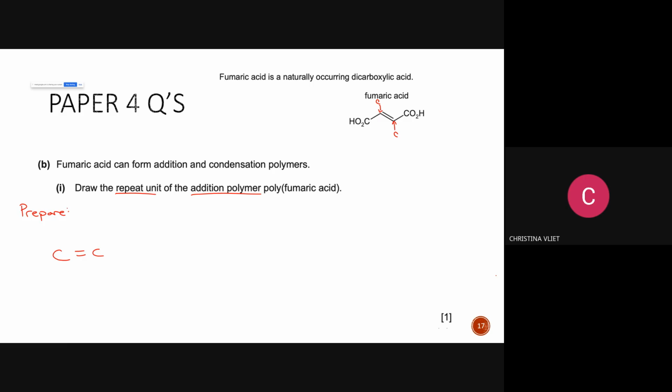Then identify what are the 2 groups on that first carbon and what are the 2 groups on that second carbon. First carbon, I see H and CO2H. And for this one, CO2H on the top and H on the bottom.